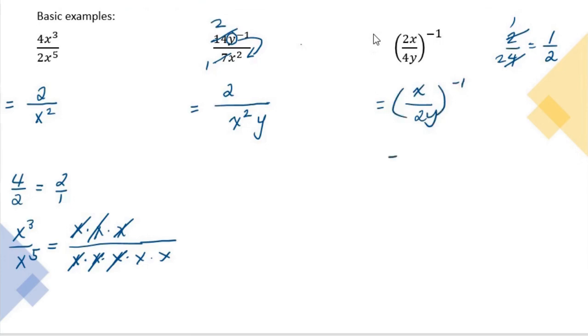As we discussed on the previous slide, now every single thing inside the brackets, the x, the 2, and the y, are raised to our exponent, which means that the x, the 2, and the y all move to the other side of the fraction line from the one they're on. So our final answer is 2y over x.